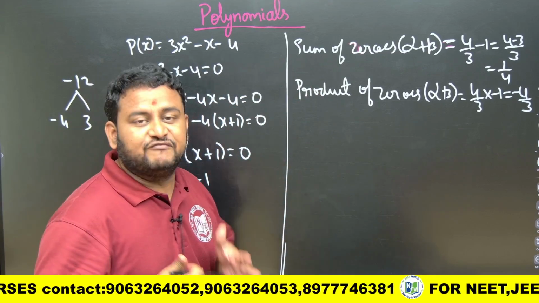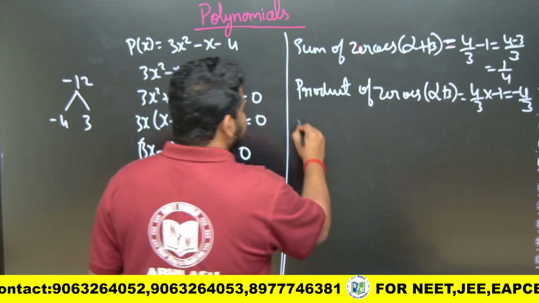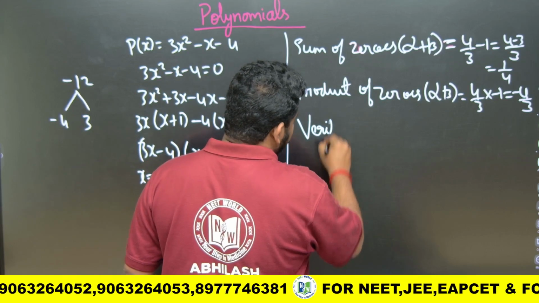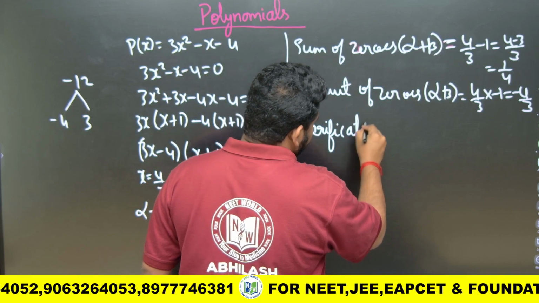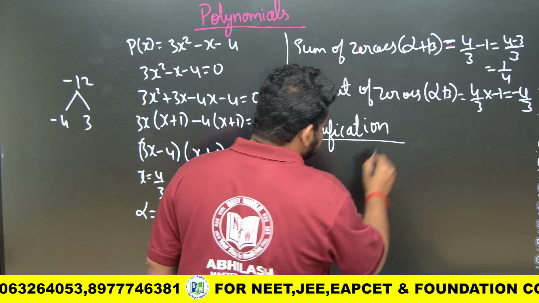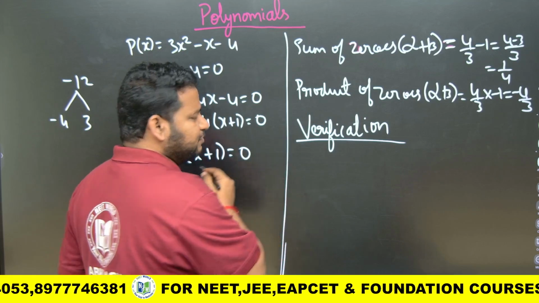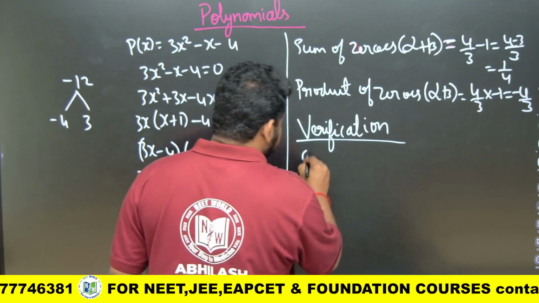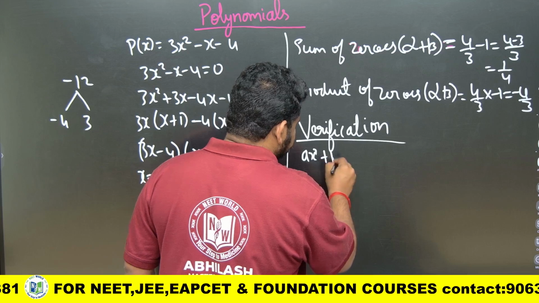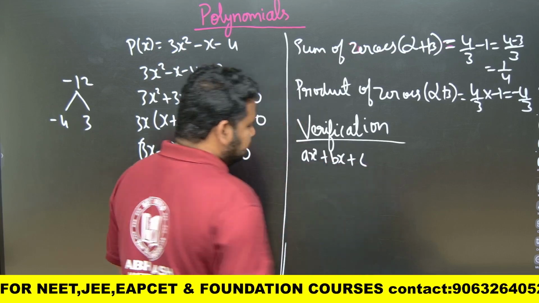Now we have to do the verification. Let us do verification here. First let us write the standard form of the polynomial. The standard form of the polynomial is nothing but ax square plus bx plus c. Okay, this is the standard form.